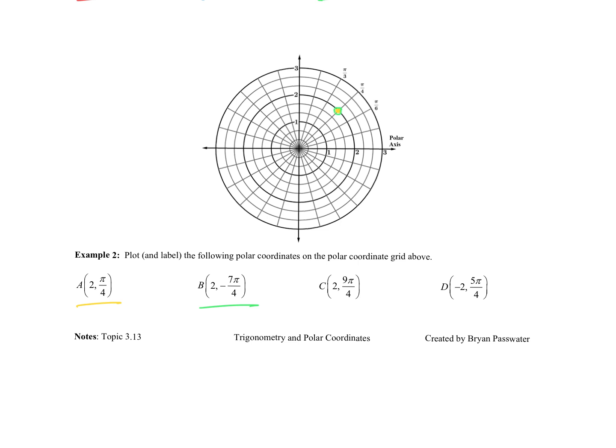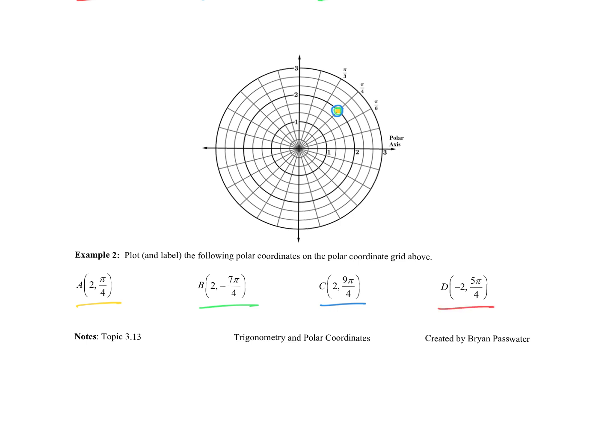And so now we have 2 comma 9 pi over 4. Well, 9 pi over 4 is not on my unit circle normally. And so what do we need to do? We need to subtract 2 pi. And so how should I think of 2 pi? 8 pi over 4. So I need to subtract 8 pi over 4 from 9 pi over 4. So I get to what again? Pi over 4. And then I go out how much? 2. And so now it's the same point. Oh my goodness, this is crazy. All right.